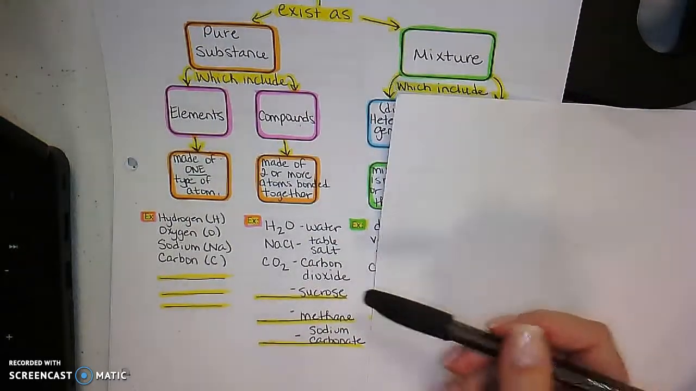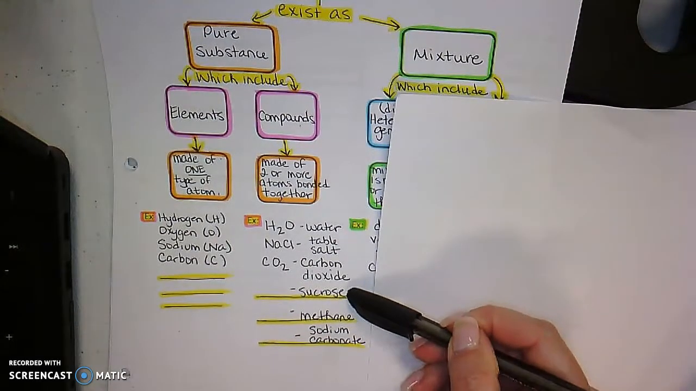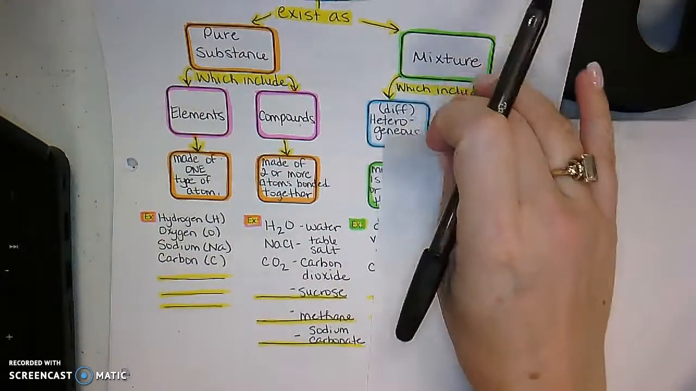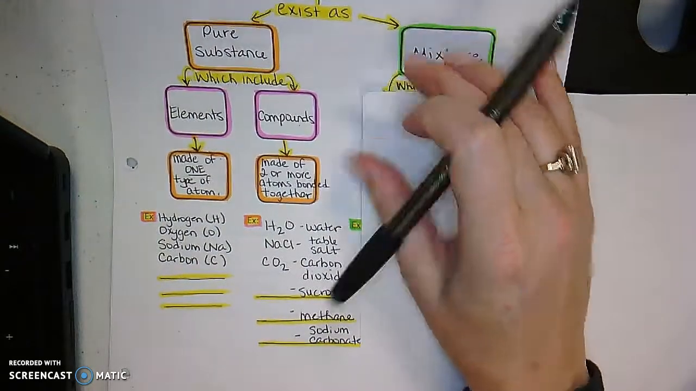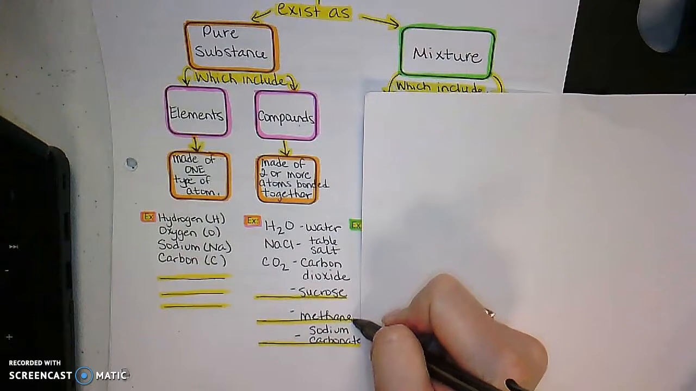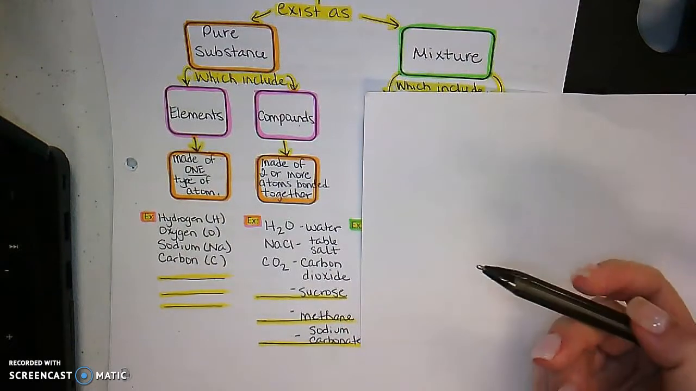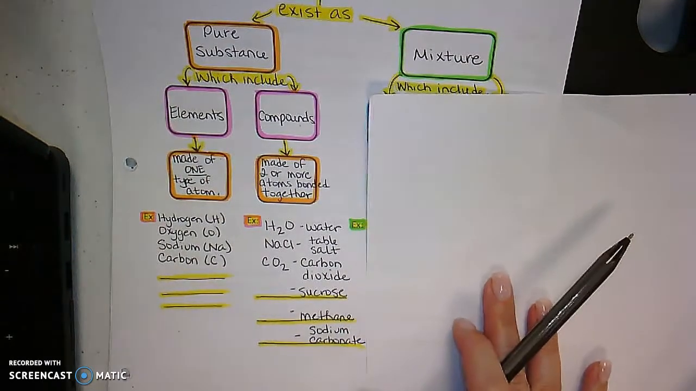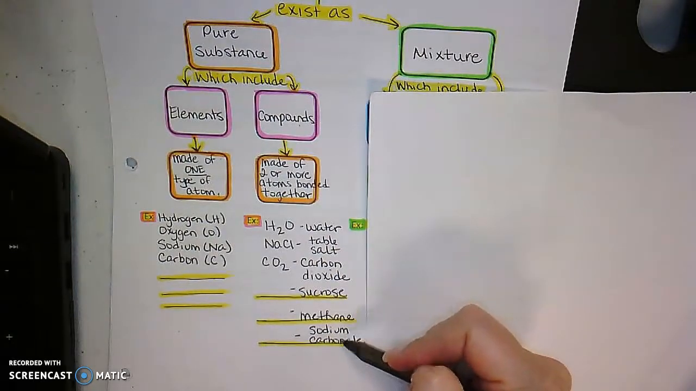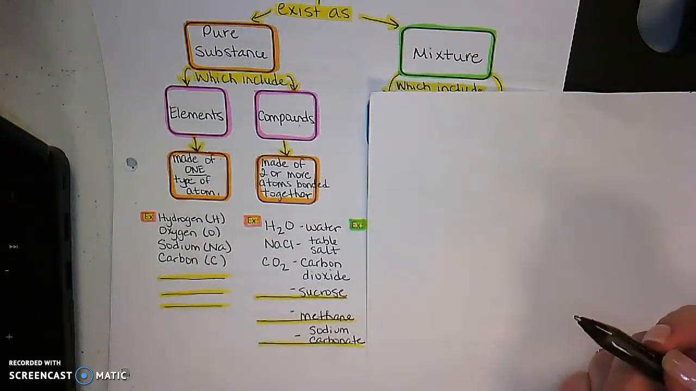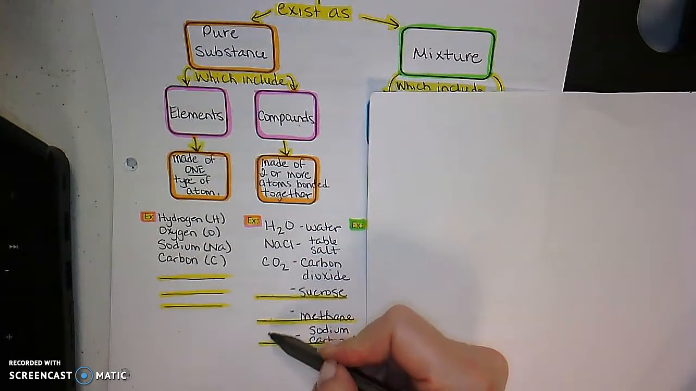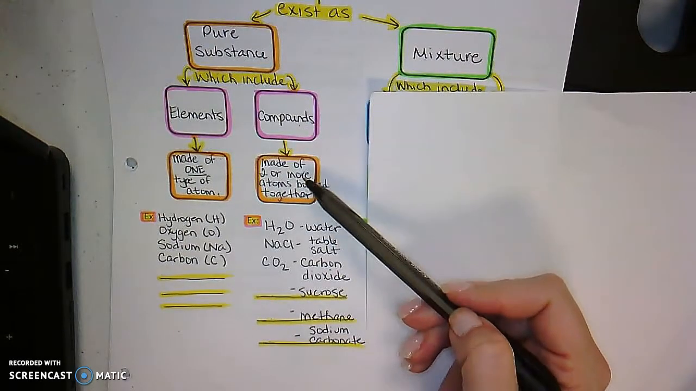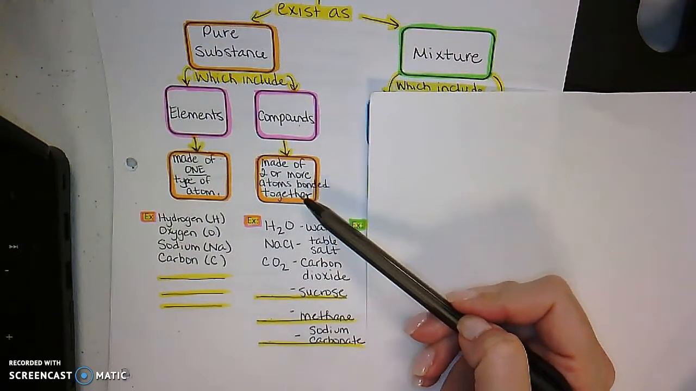The first one is going to be sucrose. That is table sugar, just regular old sugar that you would put in sweet tea or Kool-Aid. The next is methane gas. That's what we use in our science lab to fuel our Bunsen burner. And the other one is sodium carbonate. So look up those chemical formulas and write them down here, because those are examples of compounds made of 2 or more atoms that are bonded.